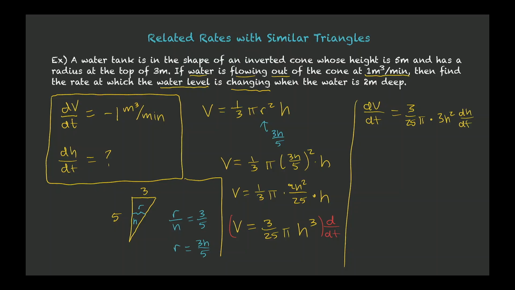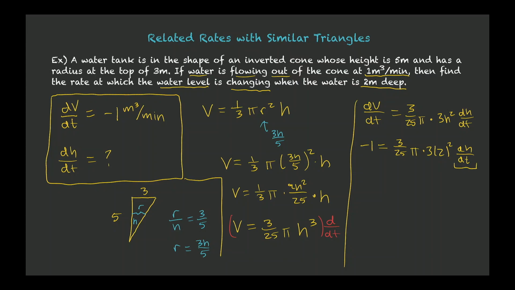Okay, so there's our derivative, and the final step now is just to plug in all the known values and then simplify and solve. All right, so let's try plugging in these values. dV/dt is equal to -1. Okay, 3/25 pi is just 3/25 pi times 3, and then h squared. Let's look through the problem. Where is h? Well, it's the height level of the water, and it says that the water is 2 meters deep when this is occurring. So we're going to plug in 2 for h, and all that leaves us with is dh/dt, and remember that's what we're solving for.